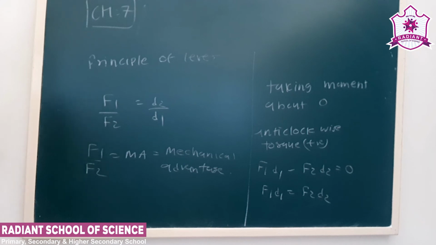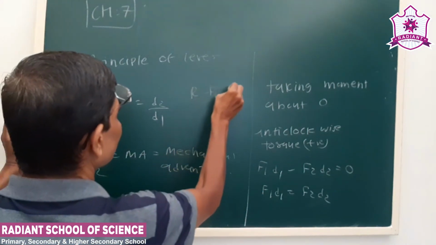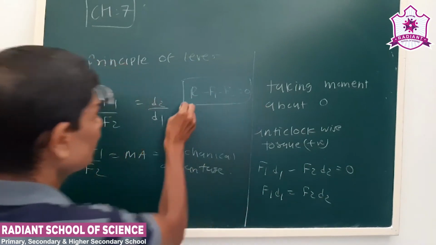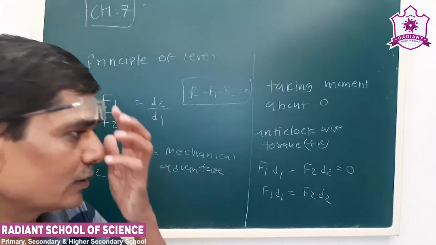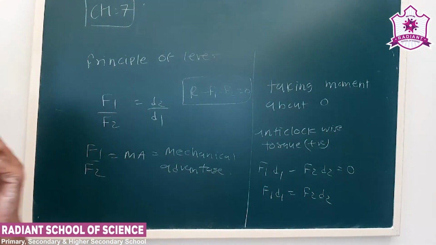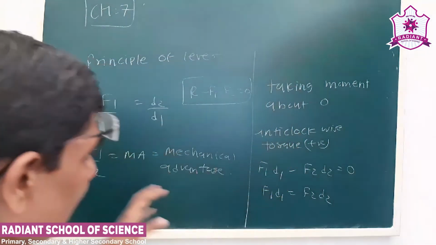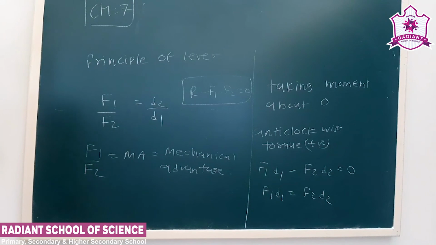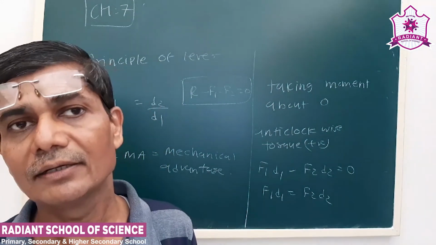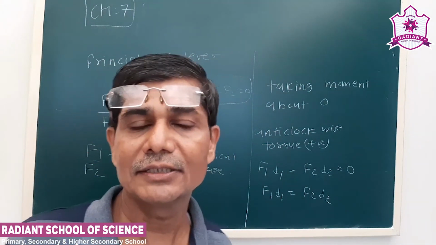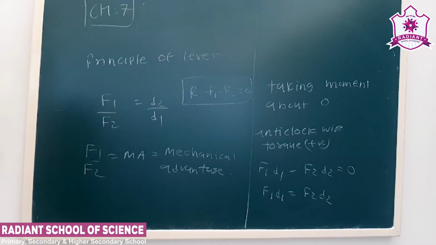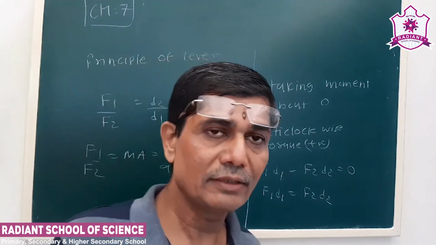And see the linear equilibrium: what we have considered is R minus F1 minus F2 is equal to 0. These are the two equations which will help to solve questions related to simple machines, or the principle of levers. Right now we have got that much theory only, but in the numerical part we will discuss it more. So this is about the principle of lever, in which we consider rotational equilibrium of the body under the action of given forces.